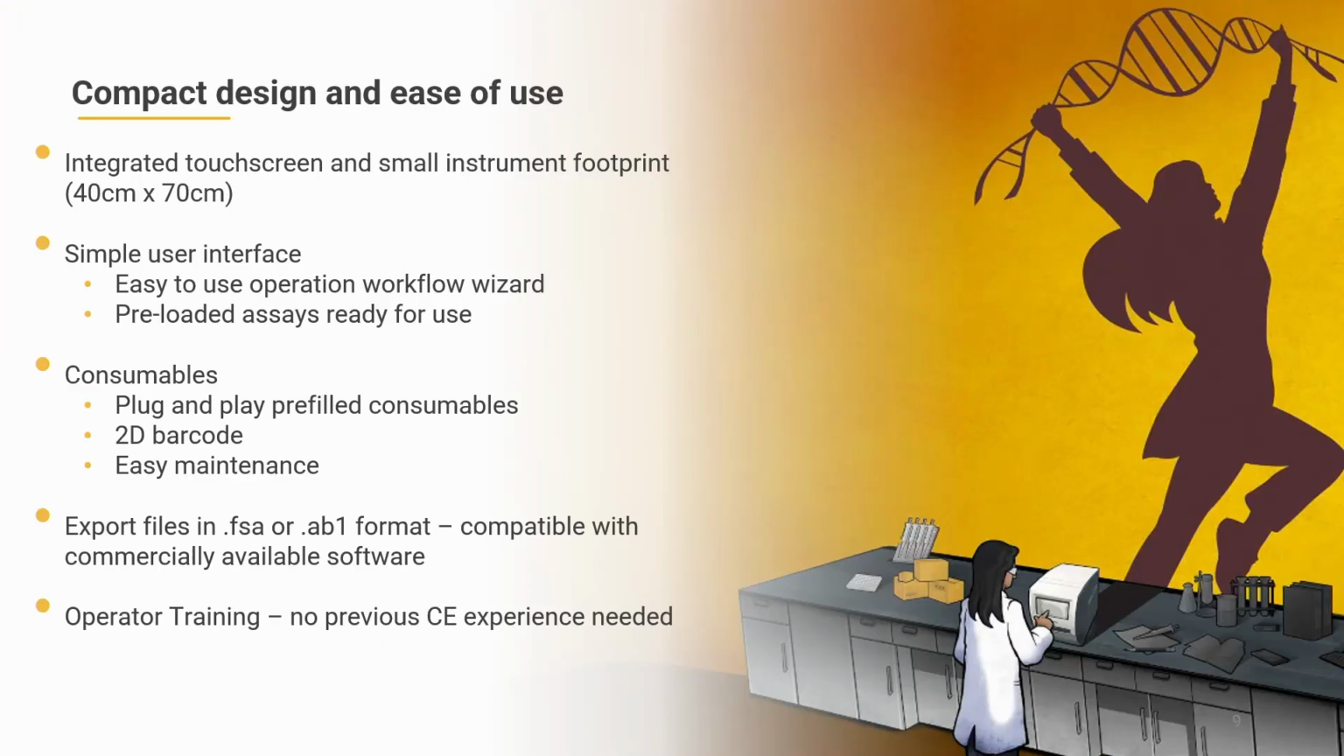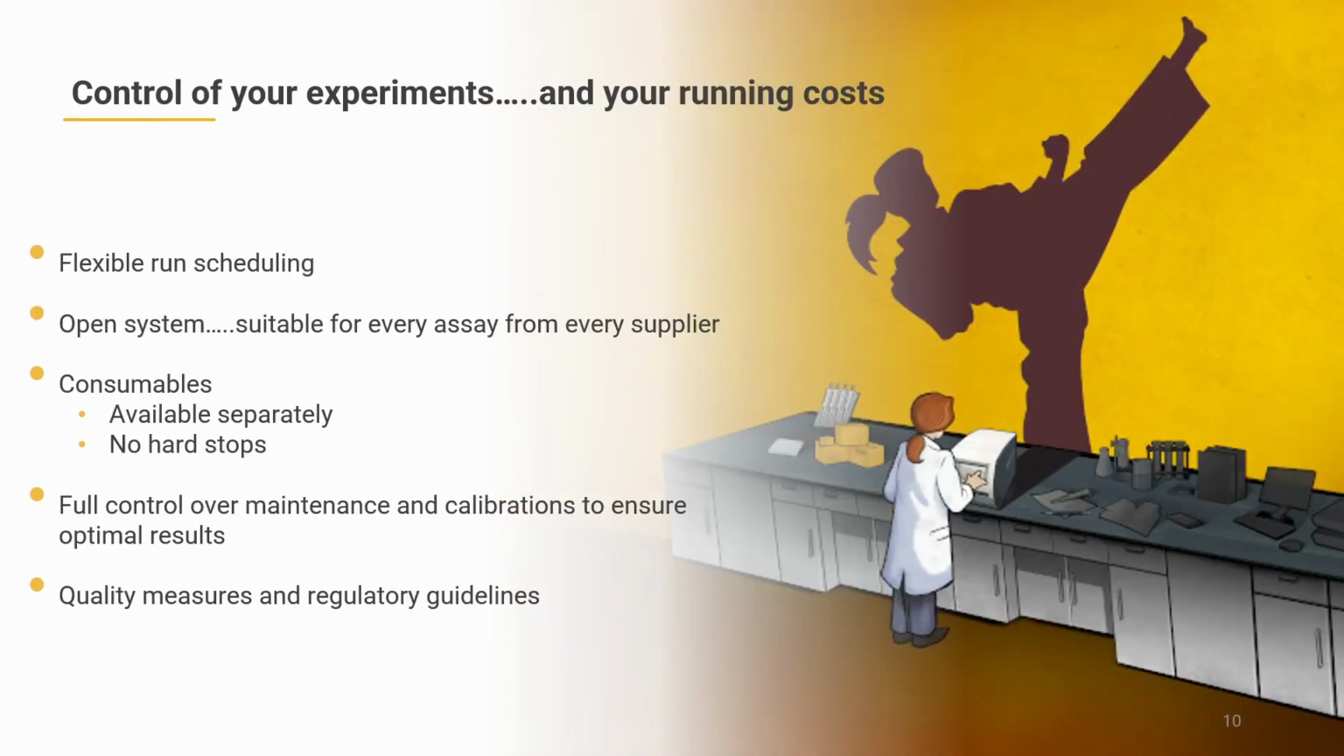Okay. So really, because it is so easy to use, you really are reducing your operator training requirements and the time for your operator to reach their competencies. Okay. What does it mean, having your own CE instrument? Well, basically, it means you're completely in control of your own experiments. Instead of someone else scheduling when your runs get done, you can schedule them. If you have an urgent sample, you can choose to put it in front of your routine samples.